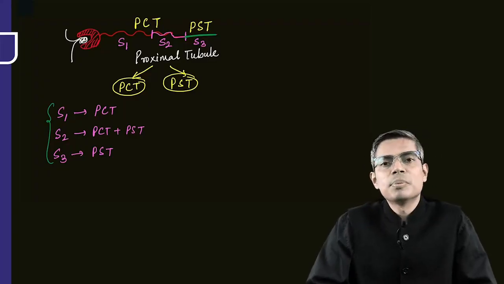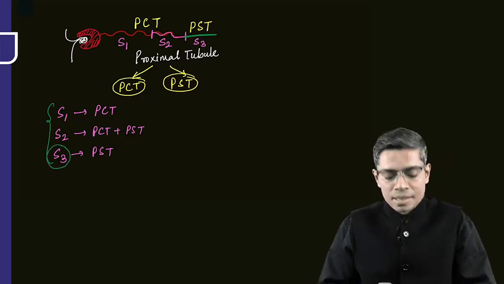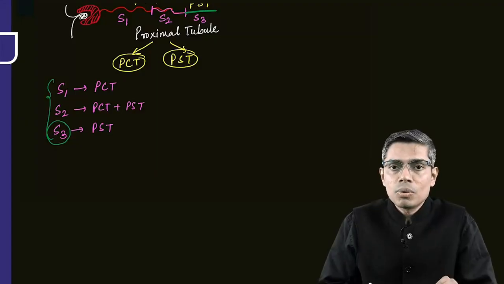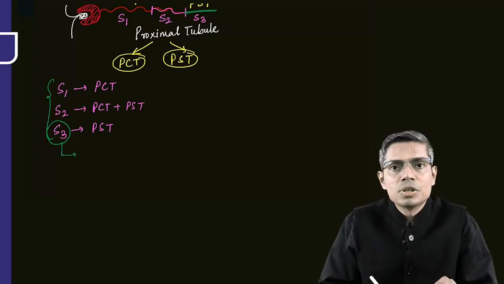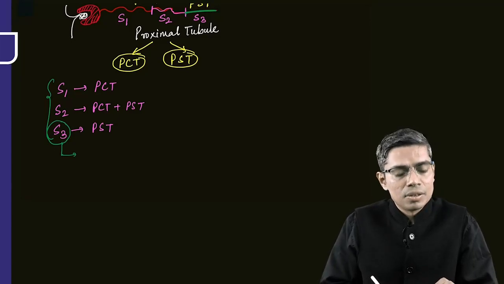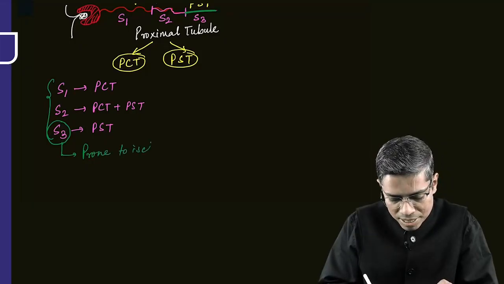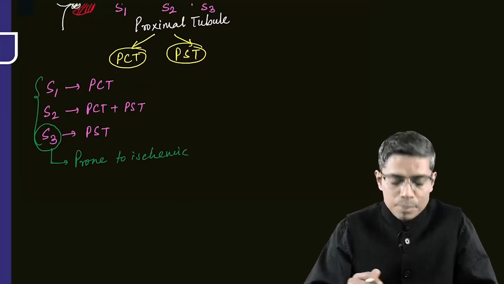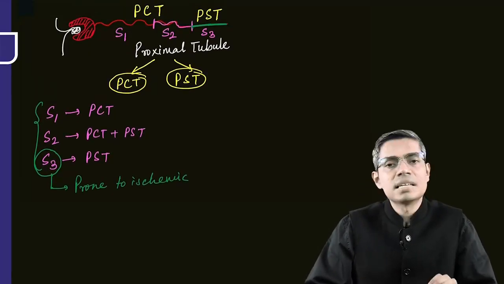Along with that, you have to remember that this S3 portion of the nephron is generally located at the corticomedullary junction, and this is the segment which is most prone to ischemic attack. Okay, so this is the segment which is most prone to ischemic attack, right? So whenever there is ischemic damage of the kidney, this is the part of the nephron which is going to be damaged at the earliest, that is the S3 segment.